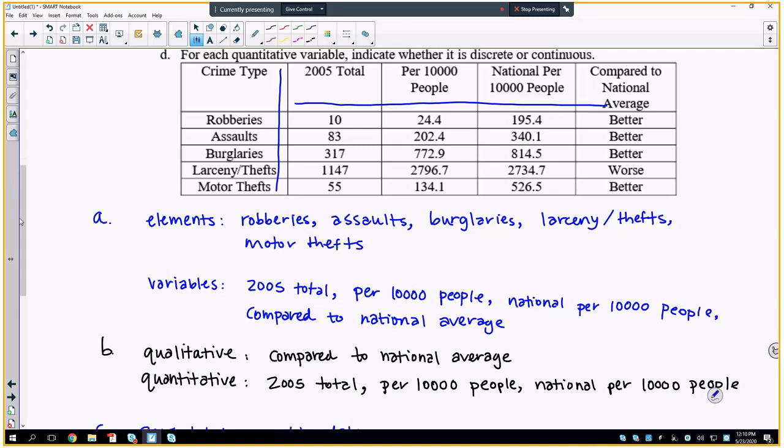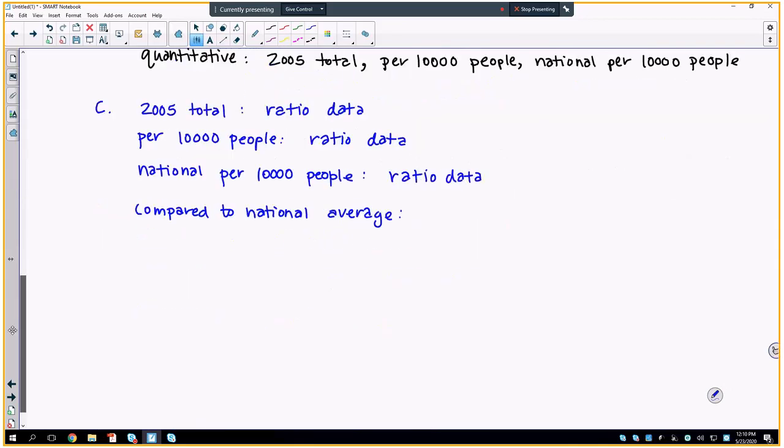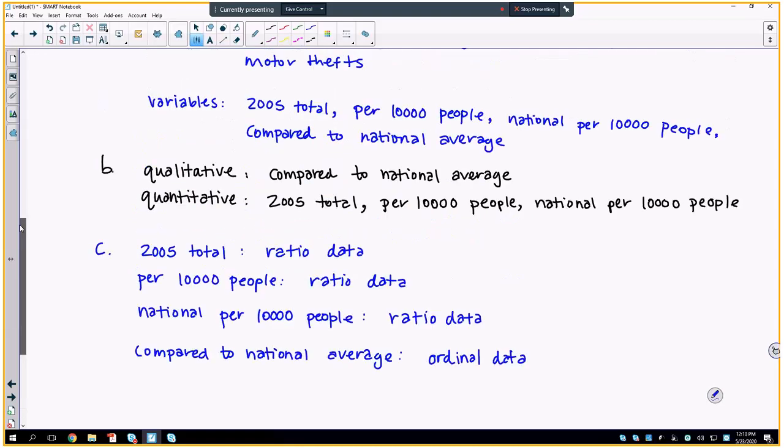And I would like to say it's ordinal data because I think that I can put those in order. I think I can say that it's better to be better than it is to be worse, or it's worse to be worse than it is to be better, that type of thing. So because there's a clear ordering, I want to be better than the national average, not worse. I get to say it's ordinal data. It has an order. Okay, so that's C.